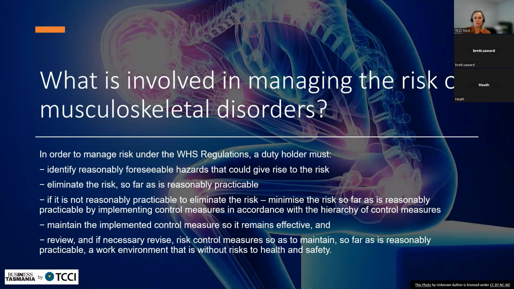So what is involved in managing the risk of musculoskeletal disorders? So we break it down basically, the work health and safety regs as a duty holder is asking us to perform a risk assessment basically. So they want us to identify reasonably foreseeable hazards that could give rise to risk. They want us to eliminate the risk where reasonably practicable, and where it's not reasonably practicable, that we minimise the risk using the hierarchy of controls. We then need to maintain and implement control measures that are effective. And further to that, we need to review our control measures and make sure that they are still effective.